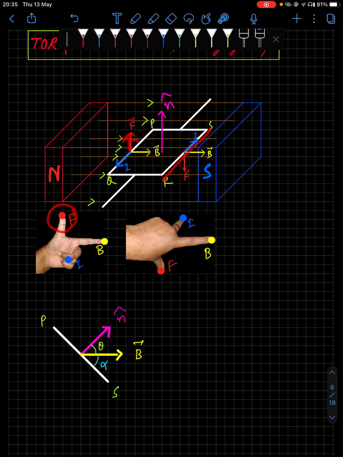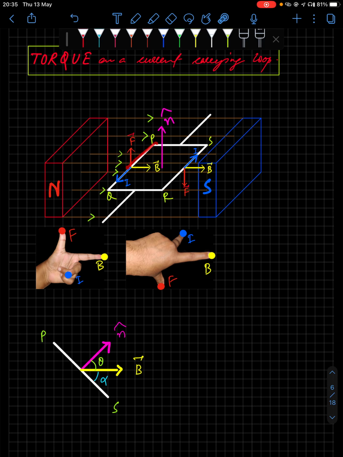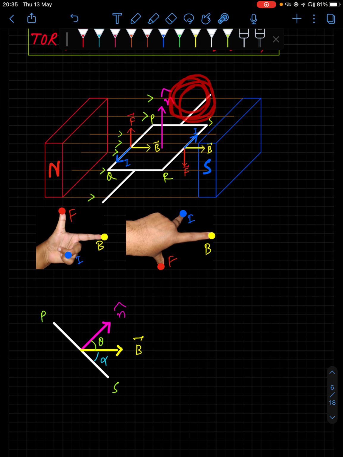Now, if you look at the branch RS, the current is in the upward direction, represented by the middle finger here, and the field is along the right. Then the thumb will show you the downward direction for the force. So you understand that when current is carried in the anti-clockwise direction, as in this coil, the coil will tend to rotate in the clockwise direction. Okay. So the relation for torque.